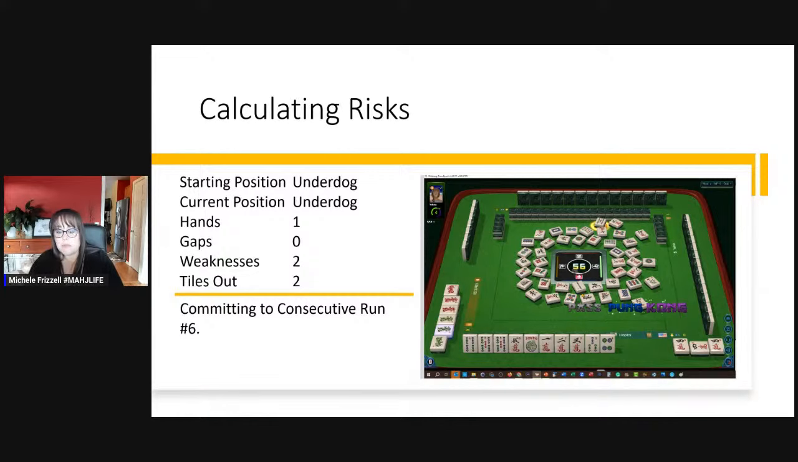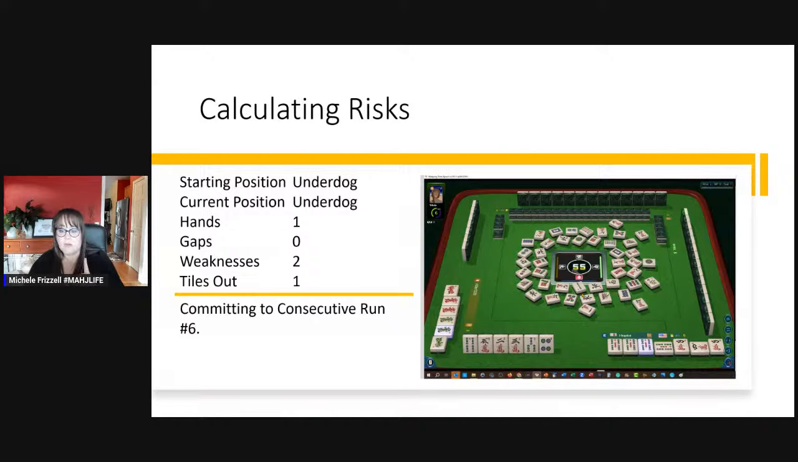A five bam goes down and we can only Kong and we're not ready for it. So we have to let that go. And that's going to mean we're going to need another joker. A five bam goes down and we could call it. So I did. It's a bit risky, but we're committing now to one hand that can use any number of jokers. This would be a hand of least resistance. We have two weaknesses now. The four bam needs to be a pung and the five crack needs to be a Kong.